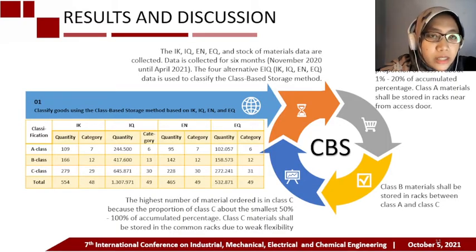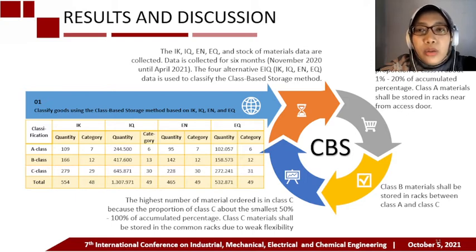For the first step, we must classify goods using the class-based storage method based on the IK, IQ, EN, and EQ. There is a table. From the table, we have information about the number of material ordered. Class A is the smallest because the proportion of Class A is about 1% until 20% of accumulated percentage.